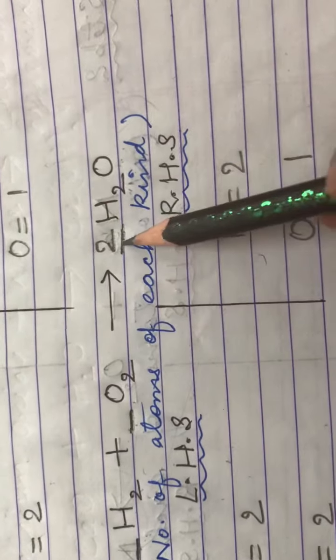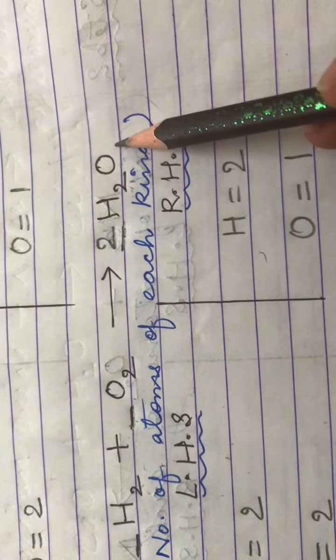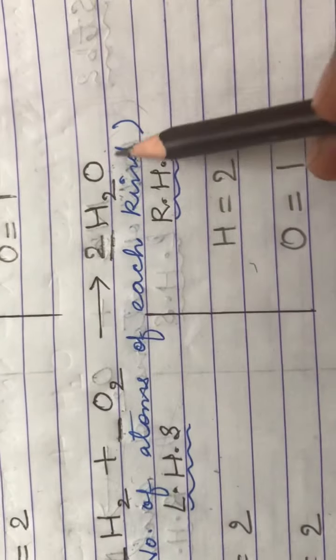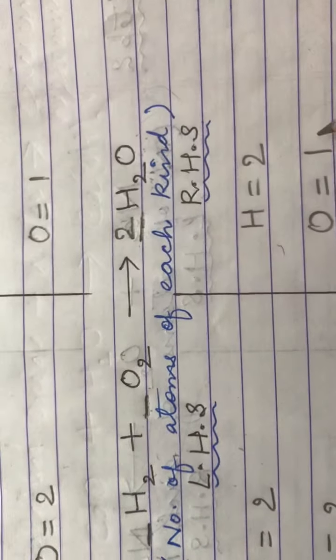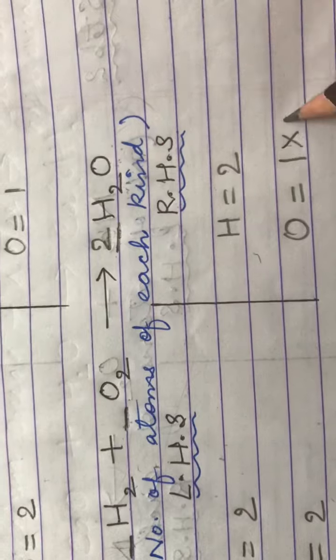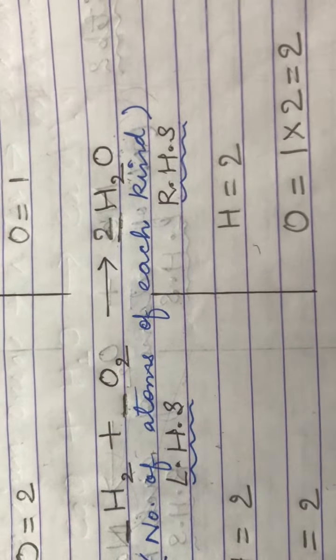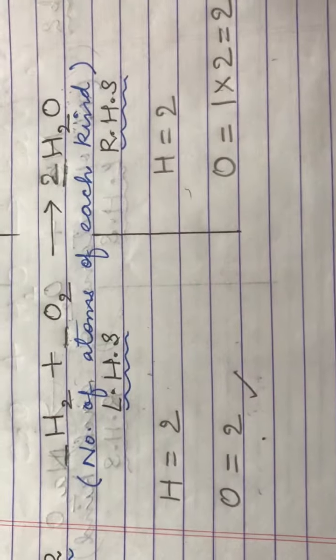This makes the number of oxygen atoms, as there was only 1 oxygen atom earlier, now 1 into 2. Number of atoms gets multiplied with this number. So 1 into 2 makes it 2. Now there are 2 oxygen atoms on both sides, 2 here and 2 here.